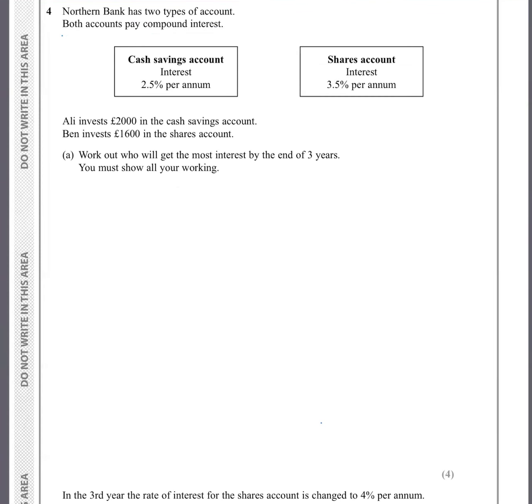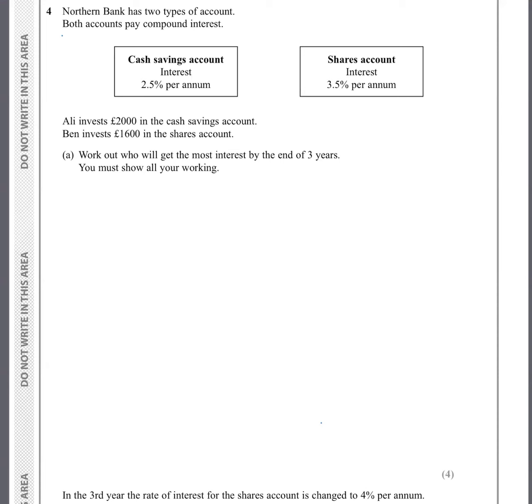Because if it's 2.5%, then you add 2.5 to 100 to get 100, right? Yeah, and then you times that to the power of three by the number.